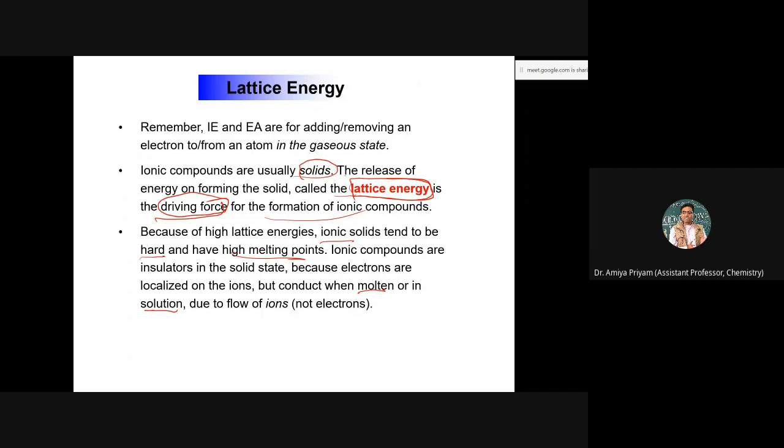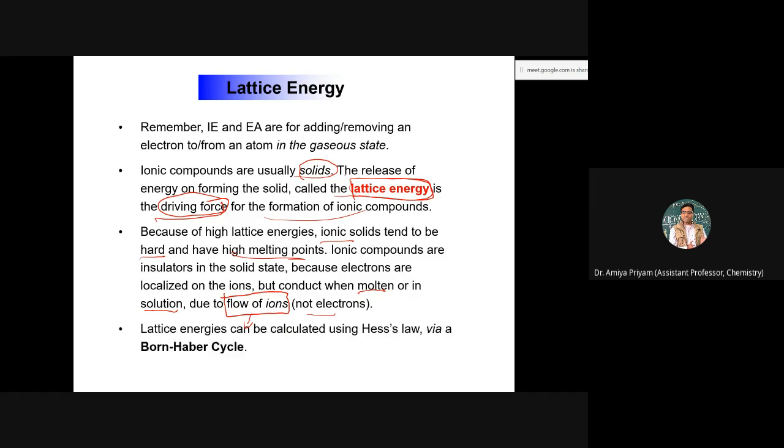ions is possible. So it is also to be noted that the conduction of electricity in an ionic compound is through flow of ions, which have more mass than electrons. So of course it will be much less as compared to electronic conduction of electricity.